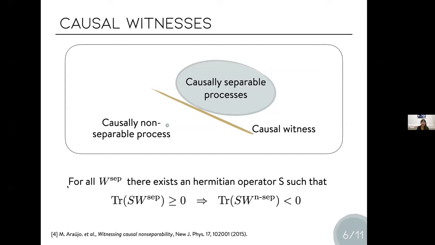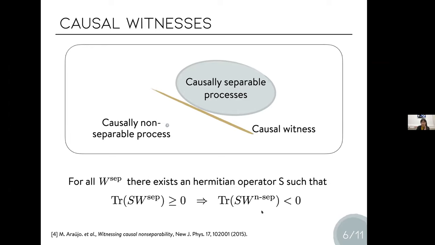So basically what they proved is that, just as in the case of entanglement witnesses, for all causally separable processes, WSEP, there exists a Hermitian operator S, which is a causal witness, such that the trace of the causal witness and the causally separable process will give an outcome that is bigger or equal than zero. Therefore, if I calculate the trace of the Hermitian operator and my process, and I get a value that is smaller than zero, I will know that my process is a causally non-separable one. So basically, this is the idea.